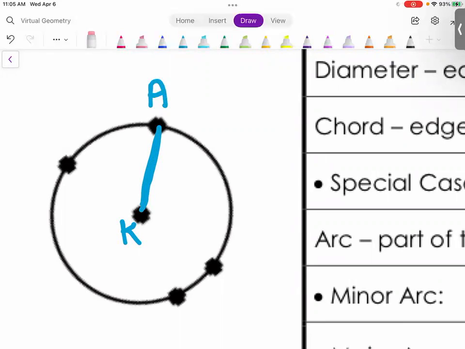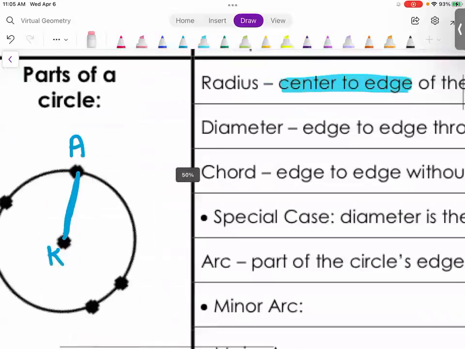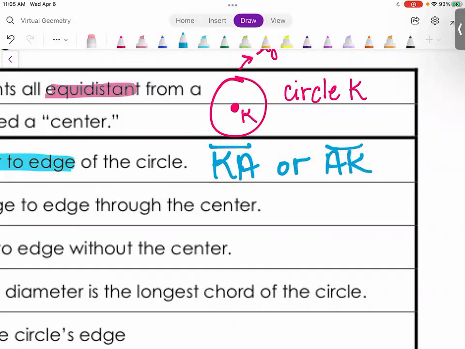Now a radius is a segment, and so it has to be named as such. So we're going to have segment KA. Now that easily could be reversed, which is fine. We could call it segment AK instead. Either of those are the radius of our circle, because they extend from the center to the edge.